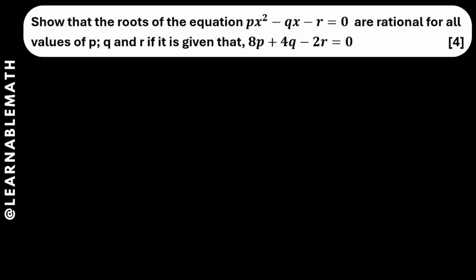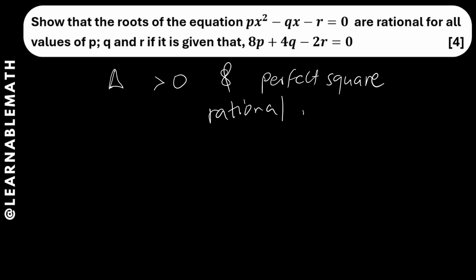So the question says, show that the roots of the equation px squared minus qx minus r equals 0 are rational for all values of p, q, and r if it is given that 8p plus 4q minus 2r is equal to 0. The key idea is that we need to show that these roots are rational. How do we know that roots are rational? If you can show that your delta is greater than 0 and also a perfect square, then you'll have rational roots. That's the idea really.